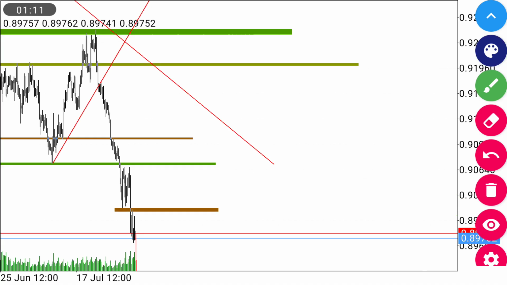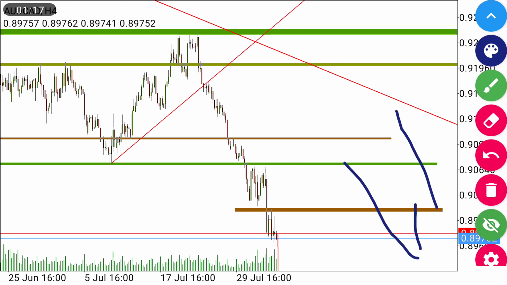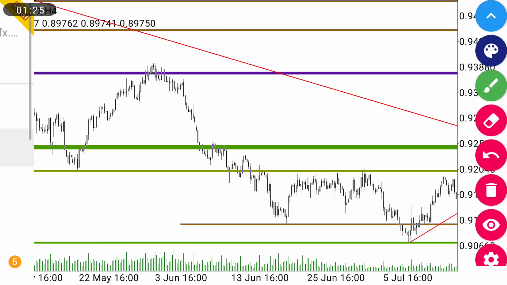We are targeting this area because we are moving in a channel. When we move back to H4, we'll be looking for a good entry confirmation at this support or resistance area. If we get a good pullback, then we get our entry toward our targeted area. This is AUD CAD and this is the H4 time frame.